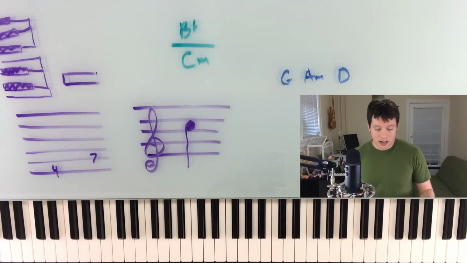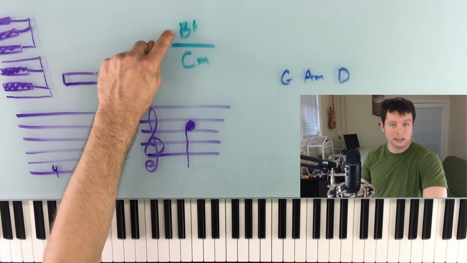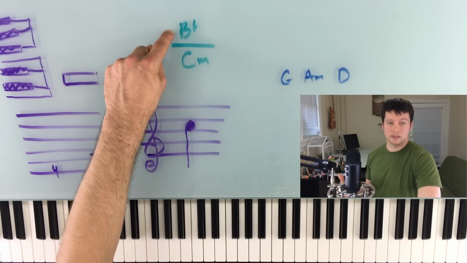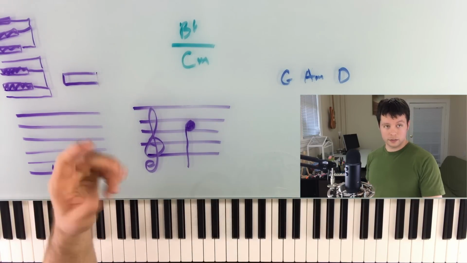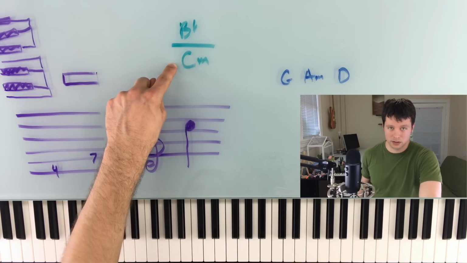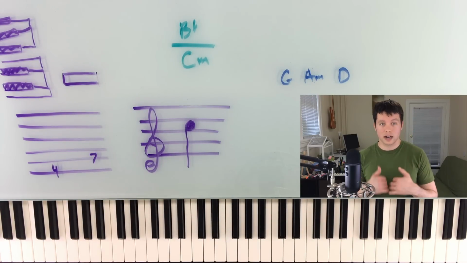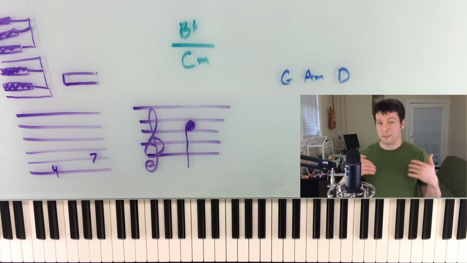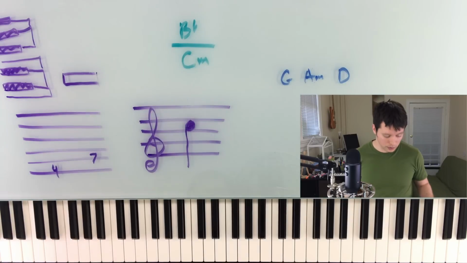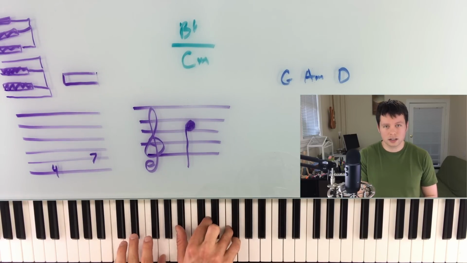So in this case, this top letter or symbol represents a chord just like in a slash chord. So this is a B flat major chord. But the difference is that now this bottom symbol is also a chord symbol. So in a slash chord, the bottom is just a note. In a polychord, the bottom is a full chord. So this is a B flat major chord over top of a C minor chord, which would look like that.